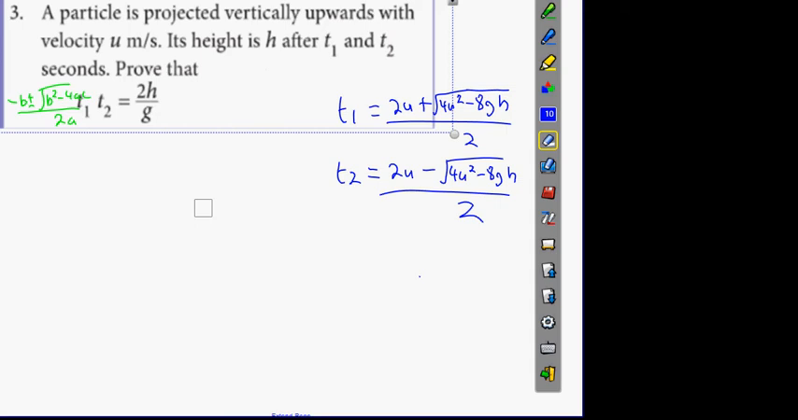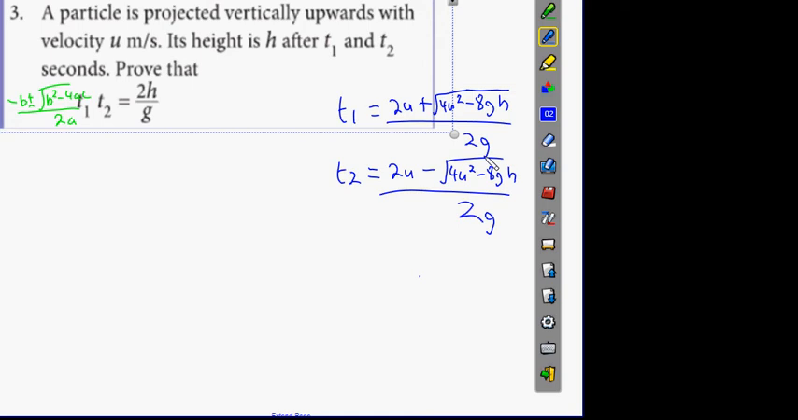So lads, what you can do here is this. It's over 2g, sorry. Now guys, here's what's going to happen next. I'm going to multiply one of them by the other one.